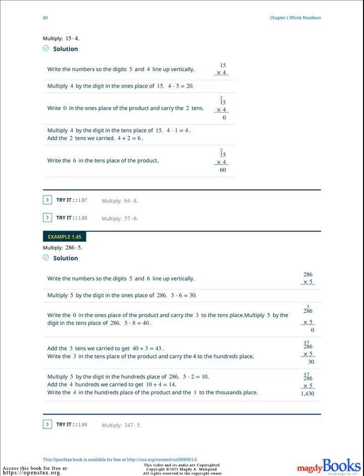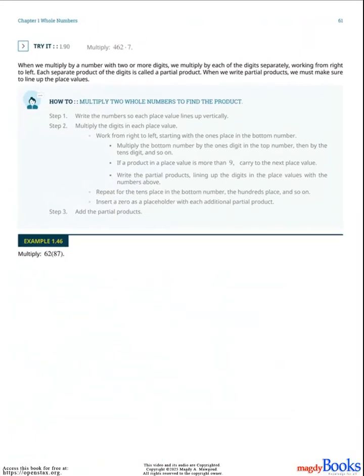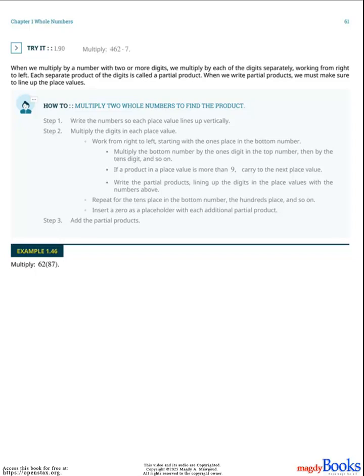Try it 1.89. Multiply 347 · 5. Try it 1.90. Multiply 462 · 7. When we multiply by a number with two or more digits, we multiply by each of the digits separately, working from right to left. Each separate product of the digits is called a partial product. When we write partial products, we must make sure to line up the place values.